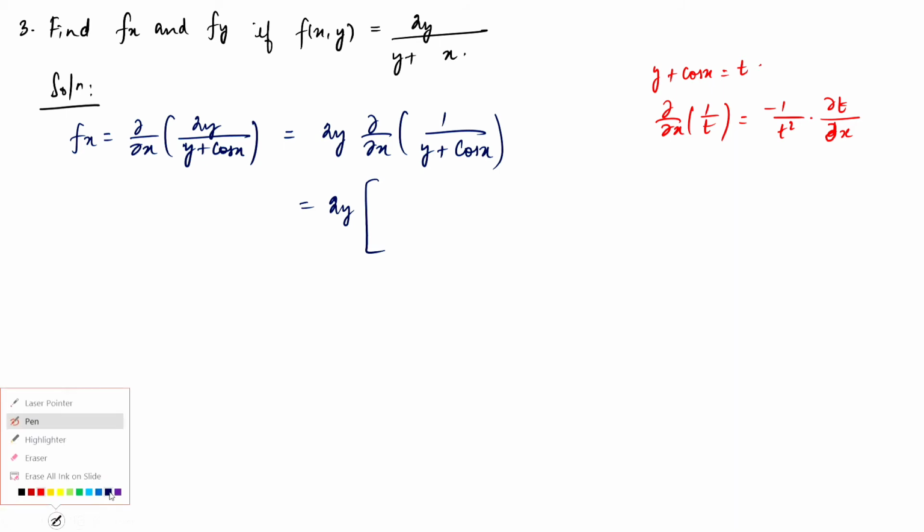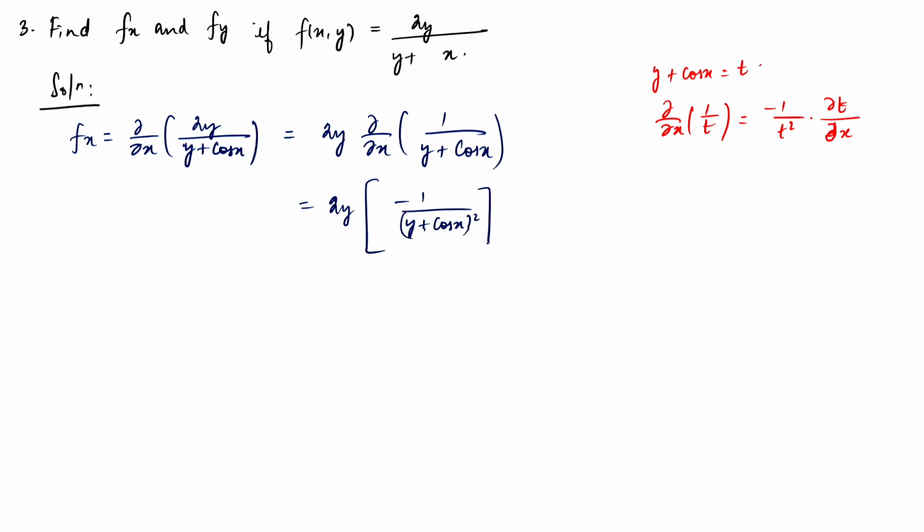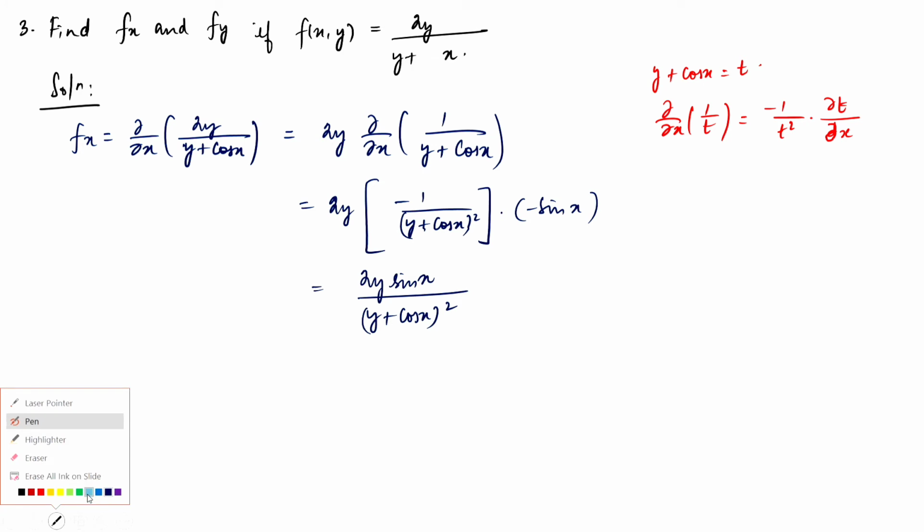So doing that, we would get minus 1 upon y plus cos x whole square, multiplied with the derivative of this quantity with respect to x. So we are going to have minus sin x. So minus minus becomes plus. So we are going to have y sin x upon y plus cos x whole square. Okay, we are done with the partial derivative with respect to x.